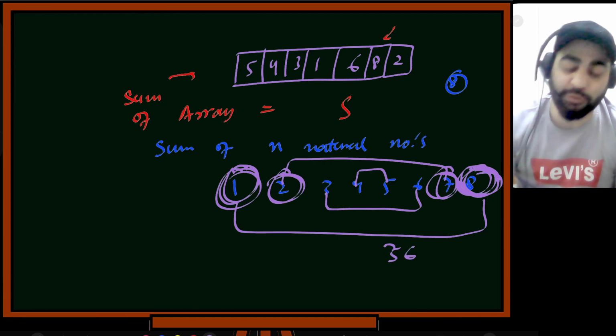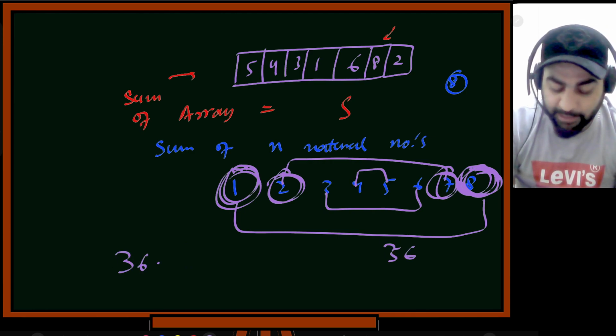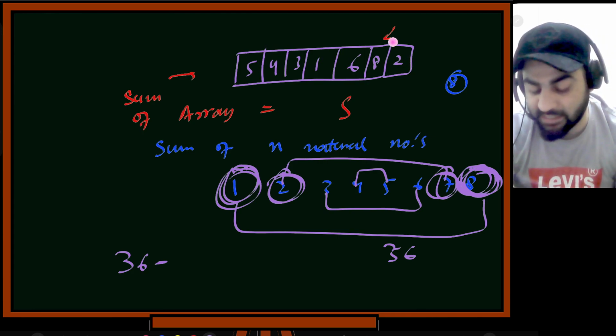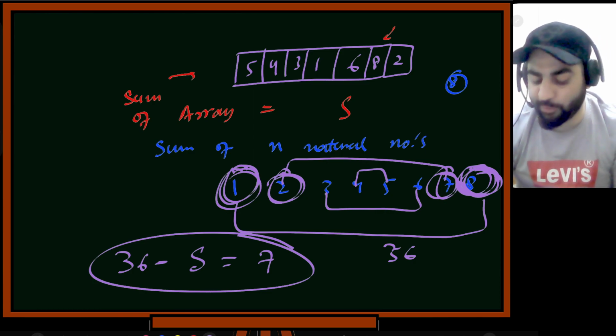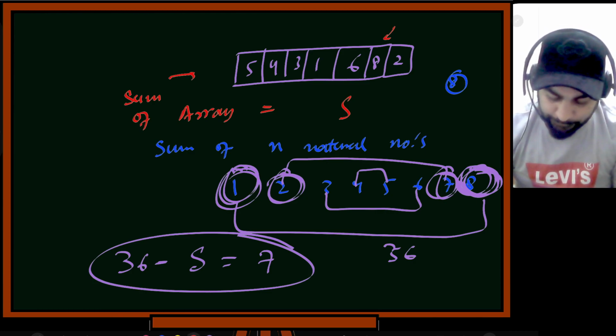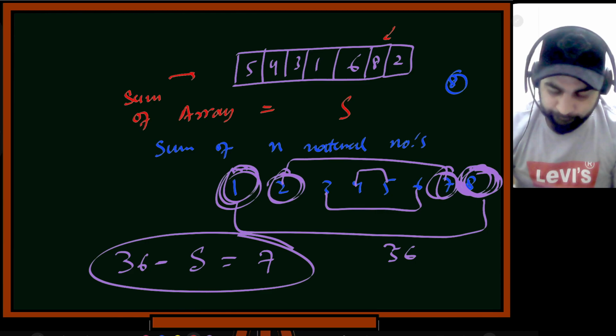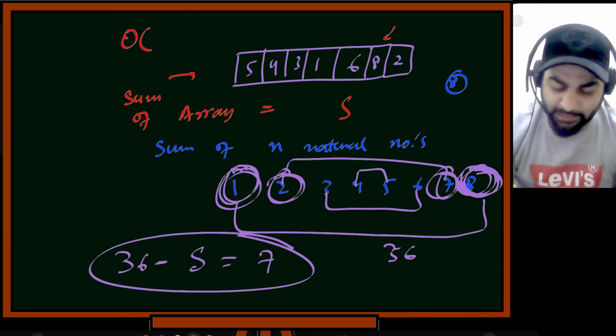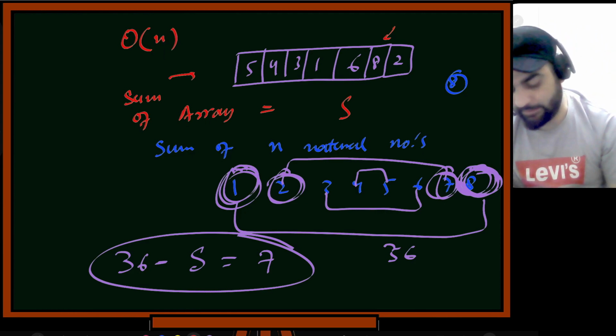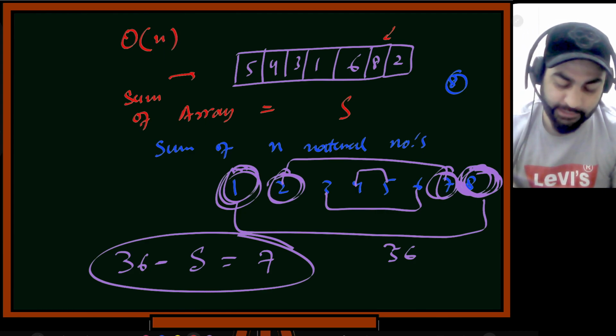So the approach Rian said is that 36, minus the sum of the array S, will give us 7. I think this is also the correct approach. So how much time will it take? Not even 2n, I think it will take order n. This is a good approach, because you just have to perform computations.